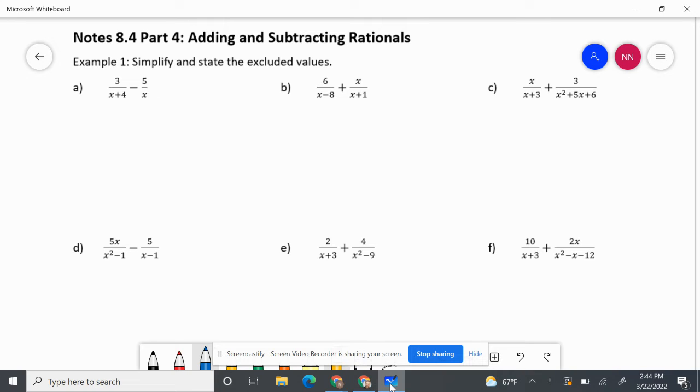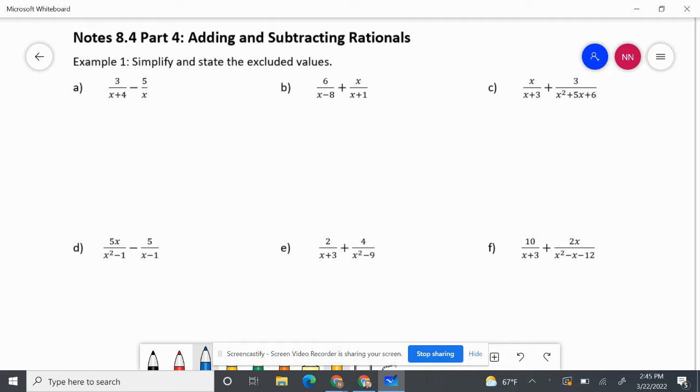We're going to continue adding and subtracting rationals. Our problems are getting more and more difficult. In this case, we're going to look at a couple that are similar to what we looked at last time, where when we're looking at our denominators, we take the product of the two, and then we're going to eventually move into where we have to factor it before we find the common denominator.